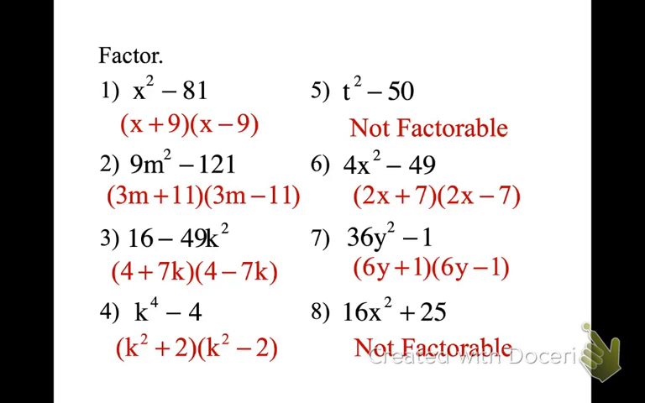A sum of squares, I have it written here, but notice it says not factorable. Anytime you have a plus sign in the middle of two squares, there are no two quantities that you can multiply that will result in a sum of two perfect squares with a plus sign. So this is not factorable. Is everybody clear on that? Yes. The t squared minus 50 is not factorable because 50 is not a perfect square, and this is not a difference of squares. Everybody say difference of squares.